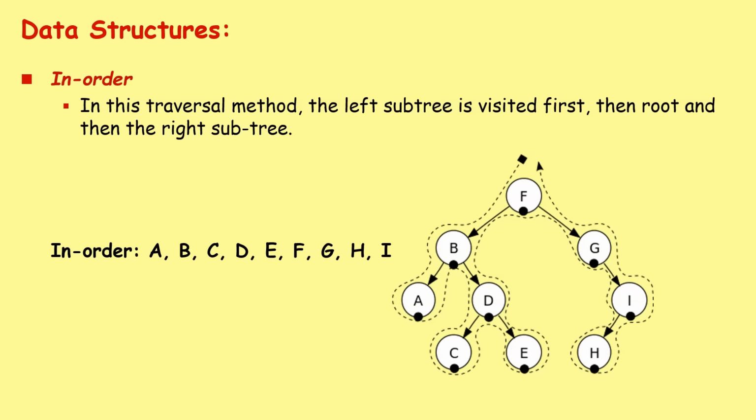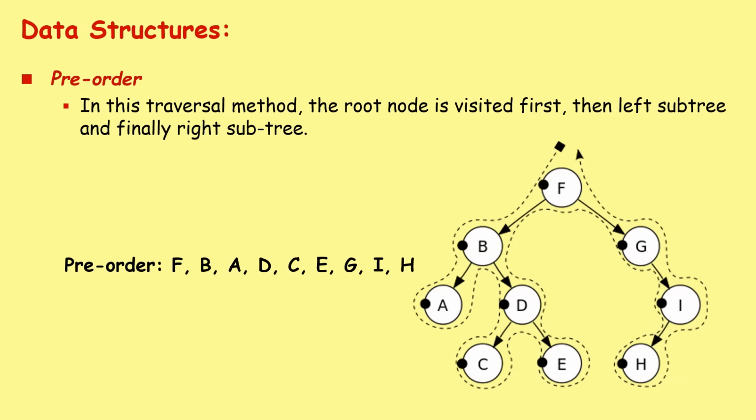So have a look at this tree here. If we do in-order, it would go A, B, C, D, E, F, G, H, I. Nice and simple there. Pre-order: in this traversal method, the root node is visited first, then the left subtree, and finally the right subtree. So again, with this example, we would have F, B, A, D, C, E, G, I, H.